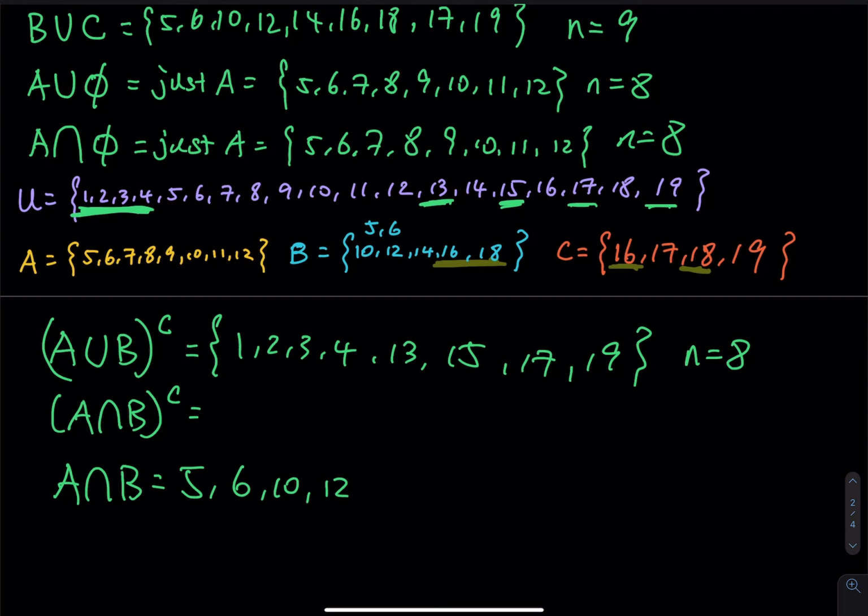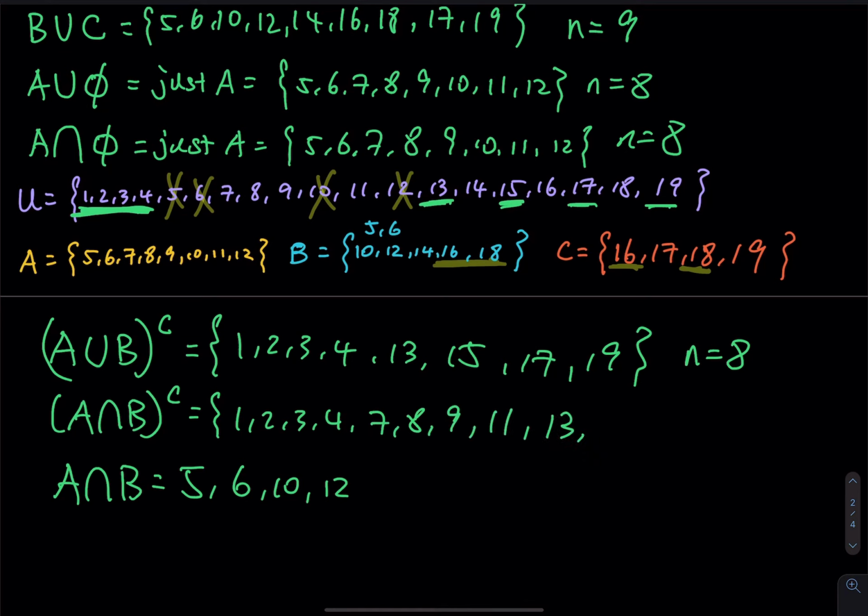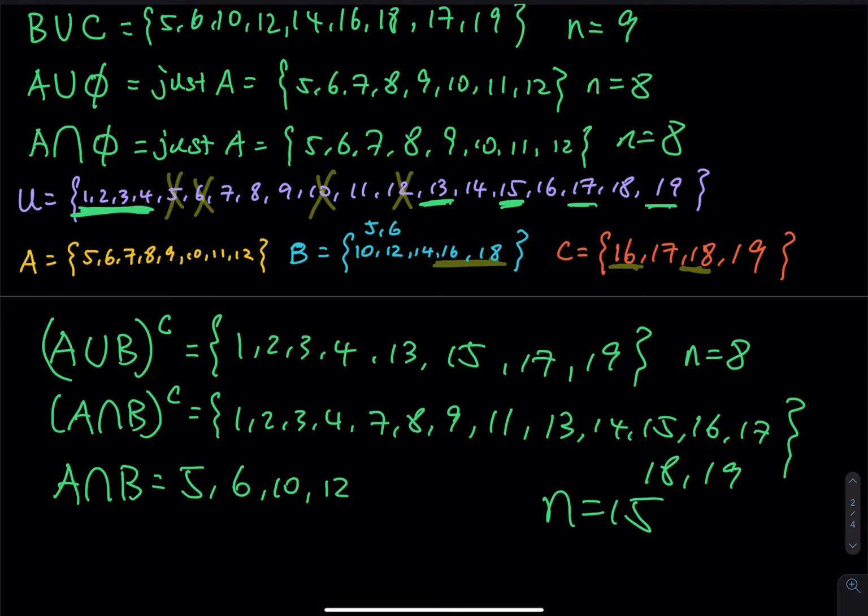So look at the universal set. Let's put some X on the numbers that we do not want to include: 5, 6, 10, and 12, right? So you copy the entire universal set and exclude those 4 X marks. 1, 2, 3, 4. No 5, no 6. 7, 8, 9, no 10, 11, no 12, 13, 14, 15, 16, 17, 18, 19. So that is 19 numbers, you excluded 4, so the cardinality is 15. So you want all the numbers except the 5, 6, 10, and 12.